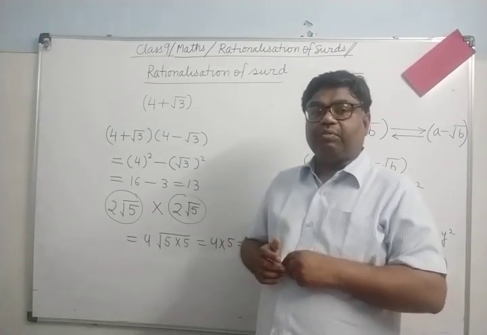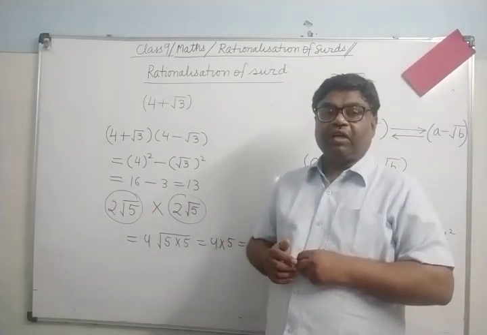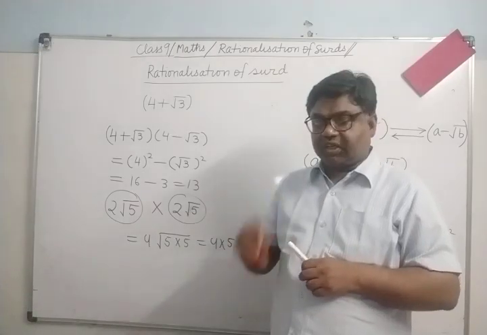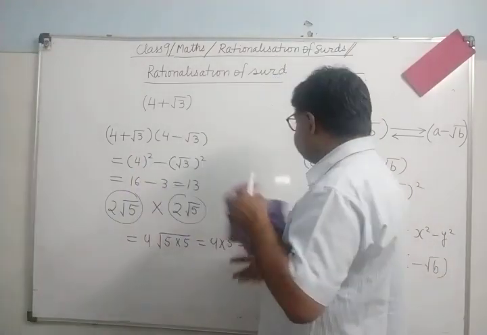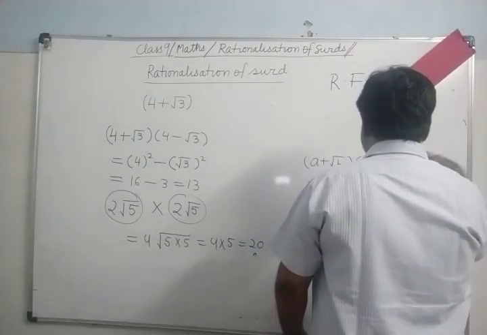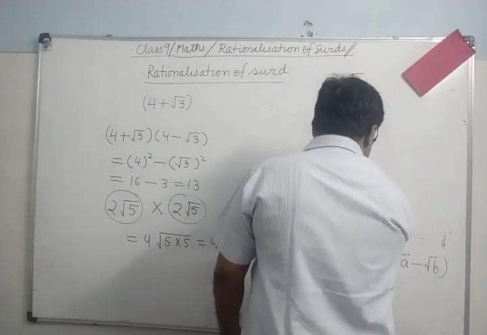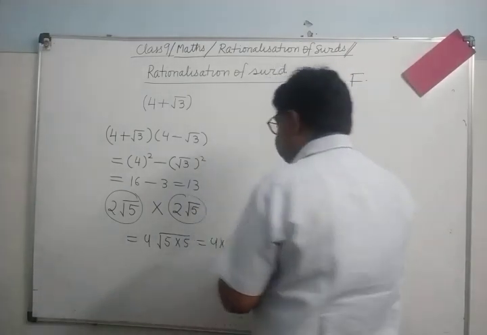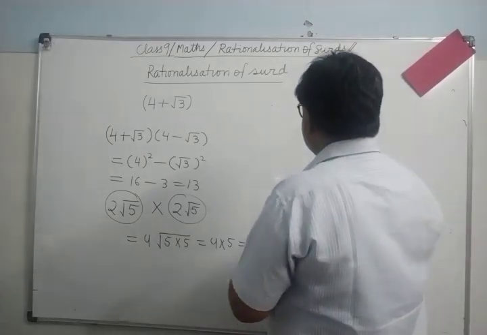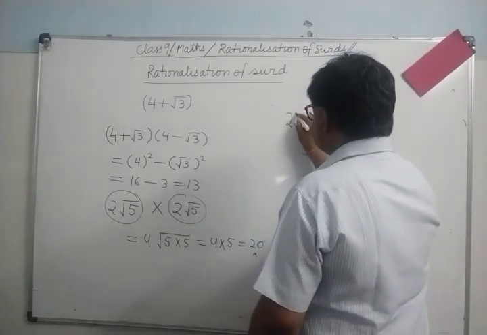Because the RF should be in the simplest and lowest form. Is it clear? There should be no other term. So you can see here 2 root 5.